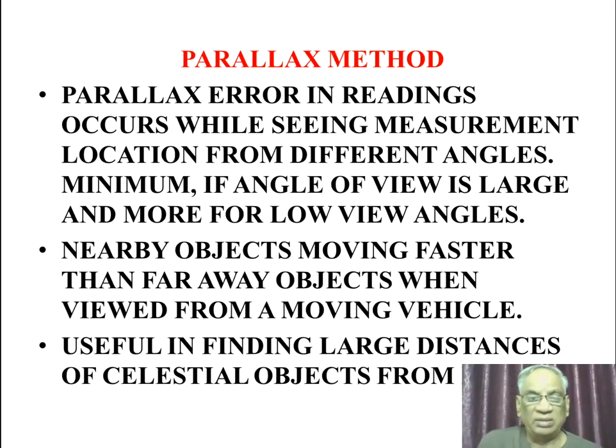This is parallax error. We see the same thing when we are moving in a train or bus. Nearby objects move faster as compared to farther objects. That means the parallax error will be less for farther objects and more for nearer objects. So this is useful in finding large distances of celestial bodies. Let us see how this works.